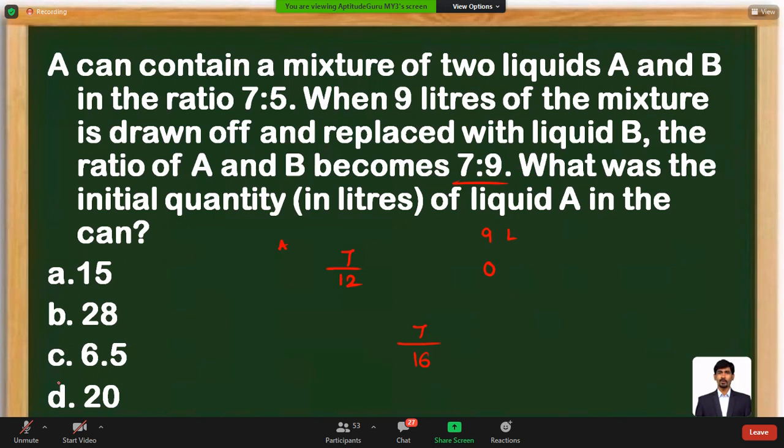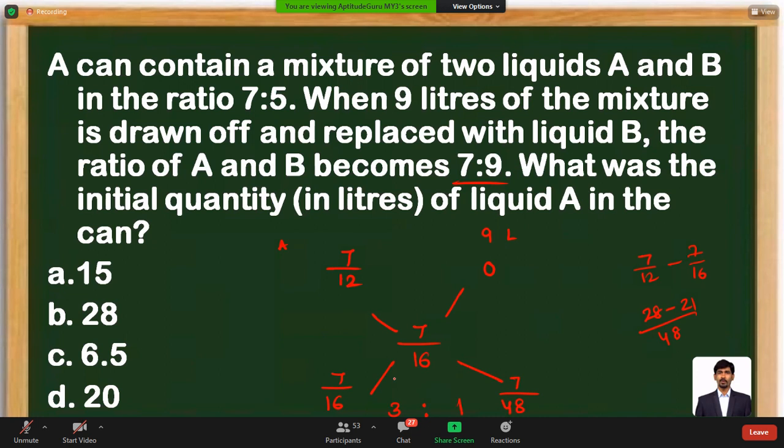That is 7 parts out of 16 parts. What was the initial quantity of liquid A in the can is the question. So this minus this and this minus this is going to be 7/16. This is 7/12 minus 7/16. So you can just take 48 as the LCM. 12 into 4, 7 into 4 is 28. 16 into 3, 7 into 3 is 21. So this is 7/48. If you simplify further, you can say 3:1.